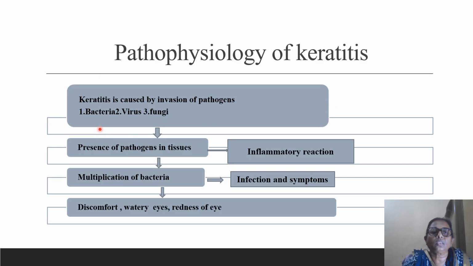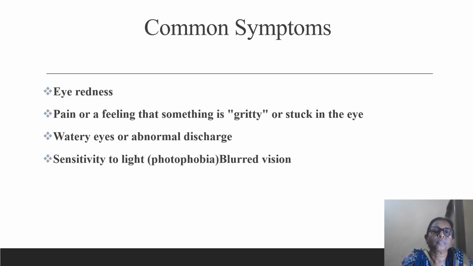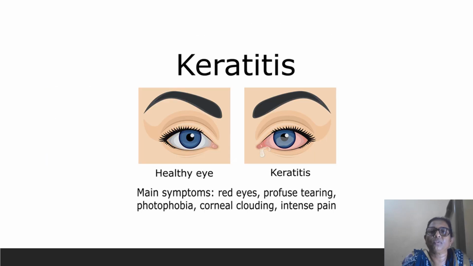Pathophysiology: keratitis is caused by invasion of pathogens, bacteria, virus, or fungi. The presence of pathogens in the tissues leads to inflammation, and multiplication of bacteria leads to infection and symptoms like discomfort of the eye, watery eyes, and redness of the eye. The common symptoms are eye redness, pain, or a feeling that something is stuck inside the eye, watery eyes or abnormal discharge, sensitivity to light or photophobia, and blurred vision.